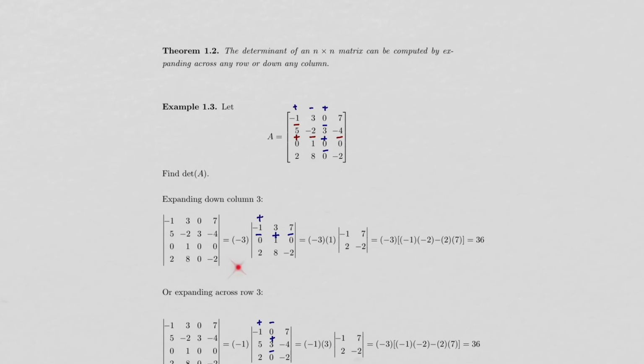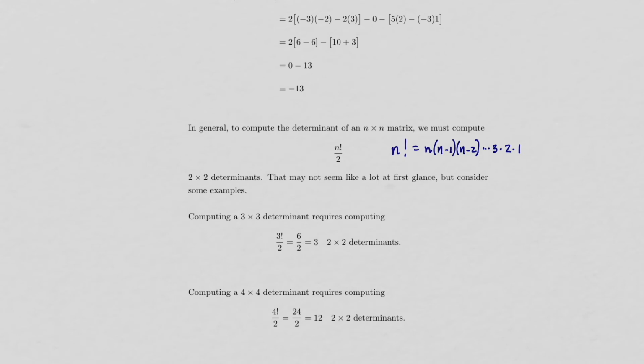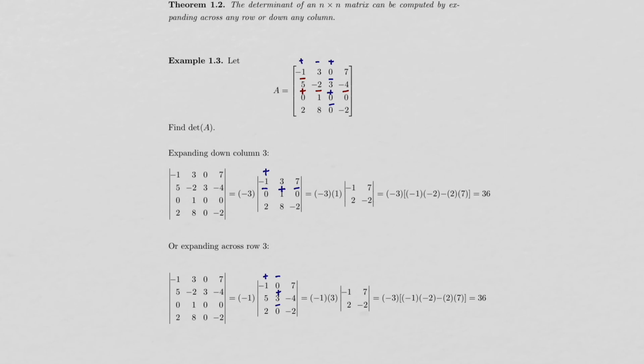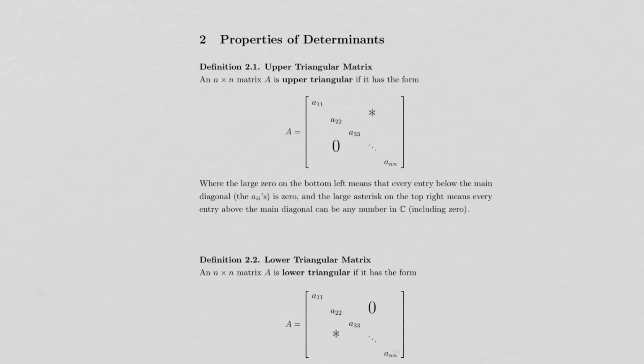Notice that in both of these examples, I only had to do 2 determinants. Normally, as we saw earlier, a 4 by 4 matrix would require 12 determinants. But because I chose wisely which column or row I was going to expand across, I was able to minimize the number of determinants. In this case, I only had to do 2. All right, so there are some more properties of determinants that help simplify the computations.